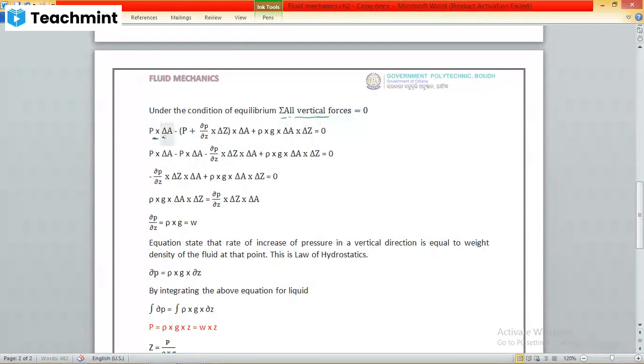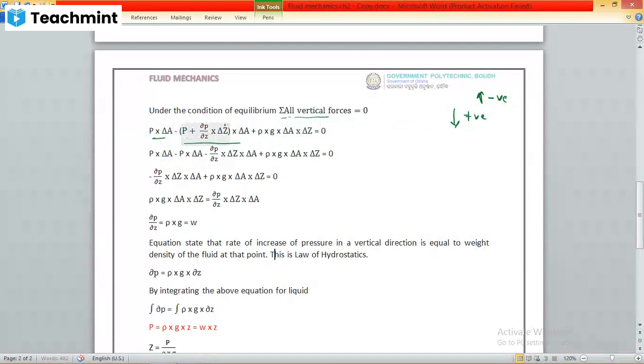So this force is a positive force, P, as we have taken downward forces as positive and upward forces as negative. Got it? So this is the downward force. You have taken positive P into del A, minus, because this force is an upward force, P plus del P by del Z into del A, plus weight, which is acting vertically downward. Weight is rho g del A into del Z.